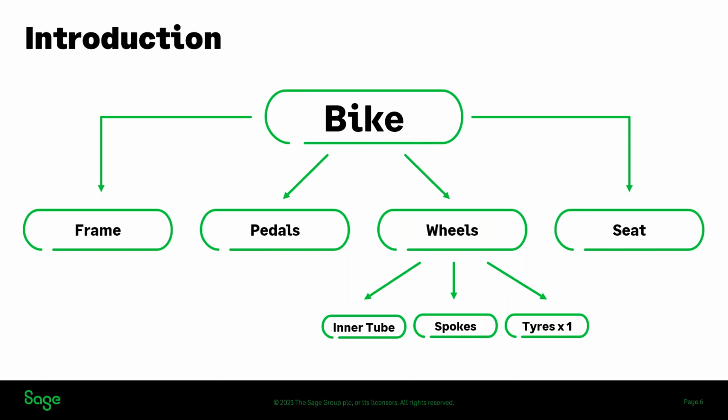So you can make it as simple or as complex as you need it to be. I could have added more to this, so as part of the frame, I could have added another BOM listing the chain, screws and the bolts. I could have even added another BOM to the inner tube, spokes or tyres.